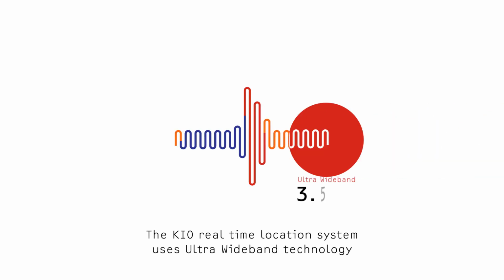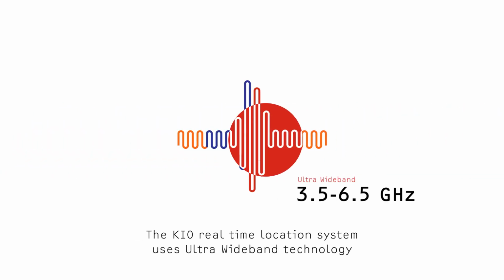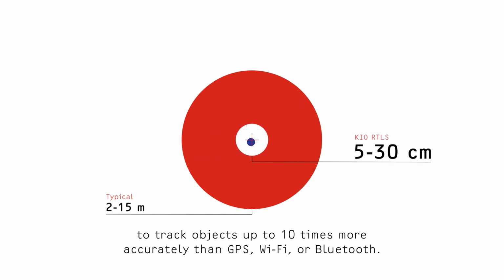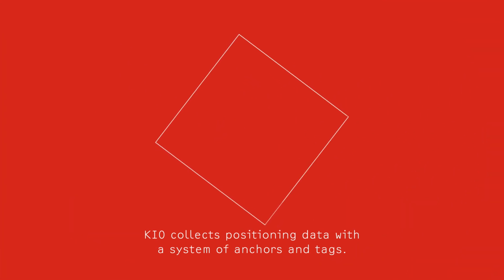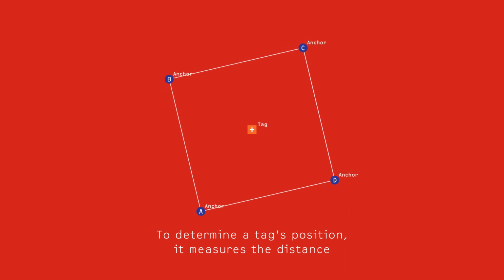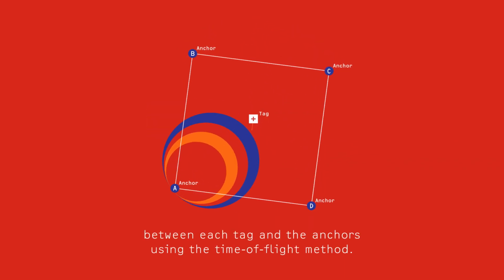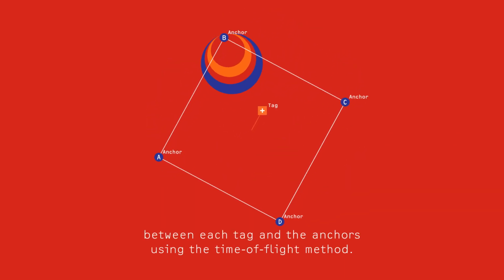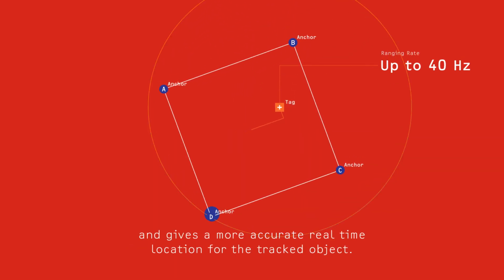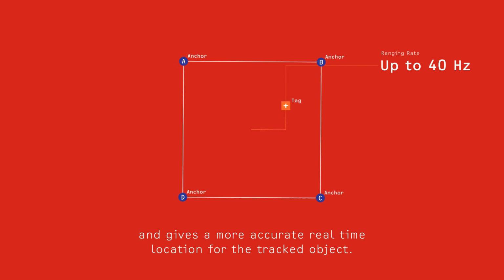The KIO real-time location system uses ultra-wideband technology to track objects up to 10 times more accurately than GPS, Wi-Fi, or Bluetooth. KIO collects positioning data with a system of anchors and tags. To determine a tag's position, it measures the distance between each tag and the anchors using the time-of-flight method. This happens multiple times per second and gives a more accurate real-time location for the tracked object.